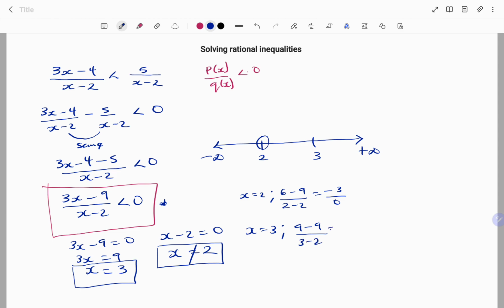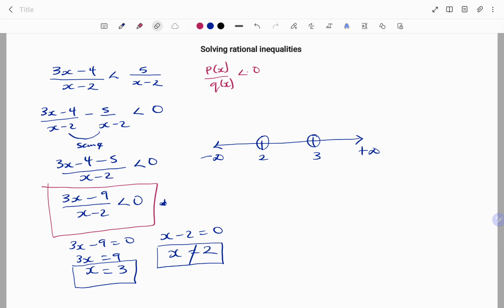3 minus 2, that would be 0 divided by 1. If we test, that would be 0. But our inequality says the sign is less than 0, not less than or equal to. So we are going to have an open circle on our 3. Now we need to test our 3 regions. We have our first, second, and third region to test. For each region, because our inequality says less than 0, we are looking for negative values.